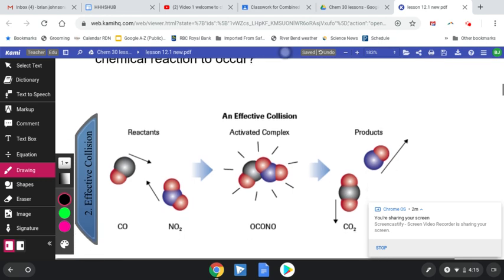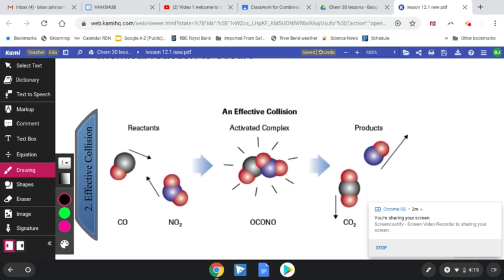So we'll scroll down. This is a successful collision. There are 3 key variables to look at here. Number 1 is they collided. And number 2 is the orientation. We're trying to transfer this oxygen onto this carbon, and it will only happen if it lines up at the correct angle and, more importantly, with enough kinetic energy or speed to break this bond and make this bond, creating our new products, carbon dioxide and nitrogen monoxide. So that's the key behind it.